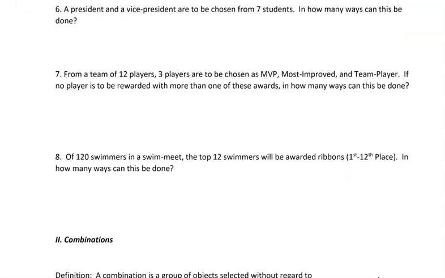All right, a president and vice president are to be chosen from 7 students. In how many ways can this be done? So again, you becoming the president or you becoming the vice president, those are different things. So order matters. Which again means it's going to be a permutation. So out of 7 students, we are going to pick 2. Because 1 for president, 1 for vice president. Put this into your calculator of choice, and we get 42.